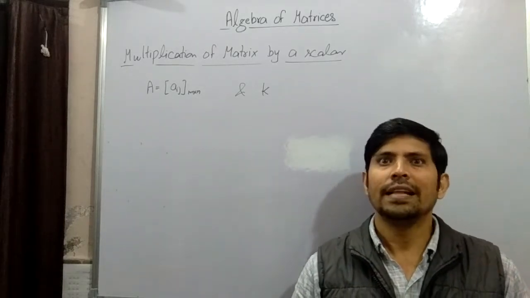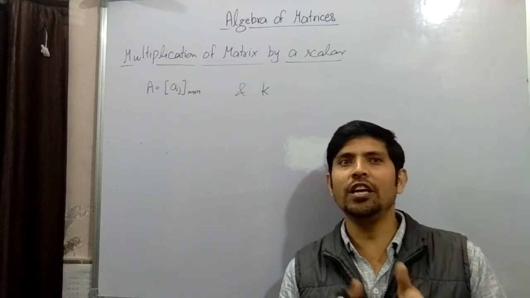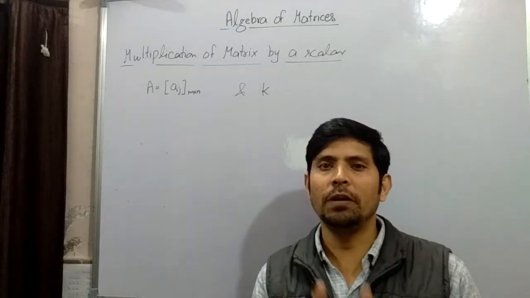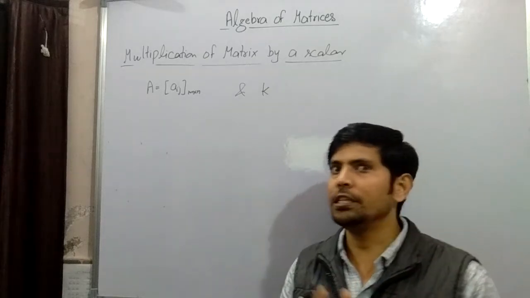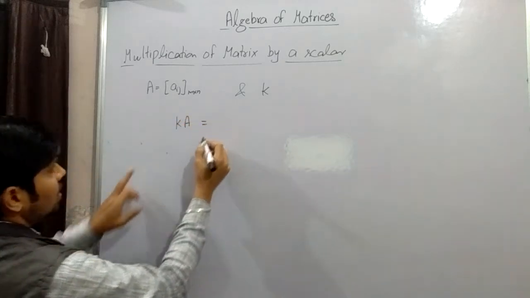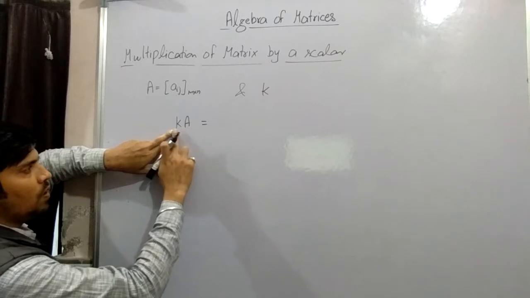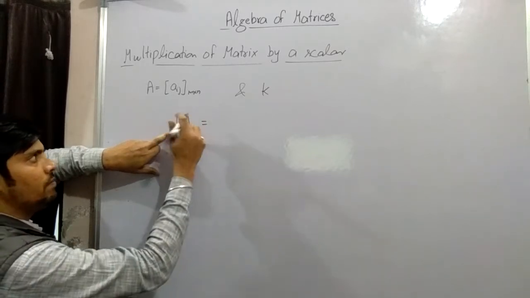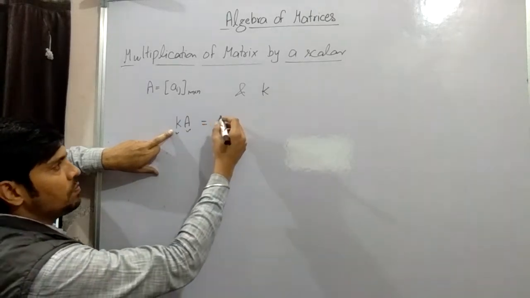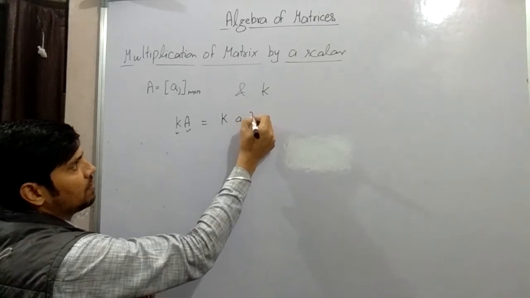Then the matrix obtained by multiplying every element of A by K is called the scalar multiplication of A by K, and it is denoted by K into A. If we multiply K with A, then all the elements of the matrix A are multiplied by this scalar K. We can also represent this like K into Aij.